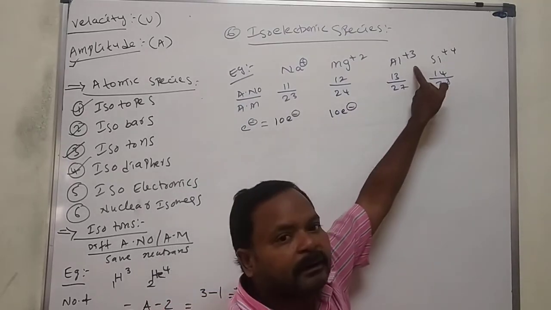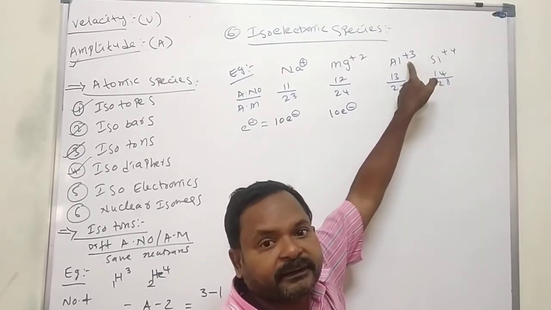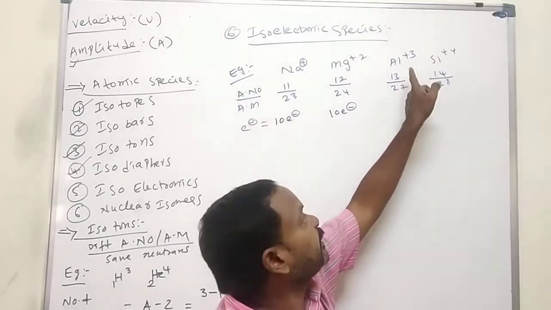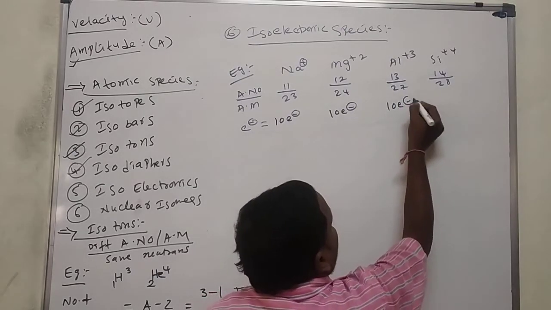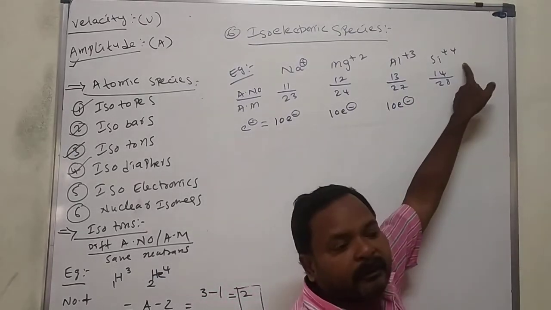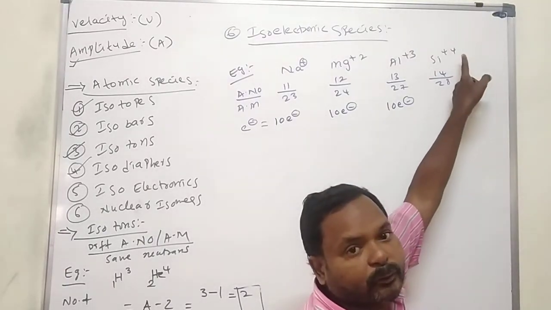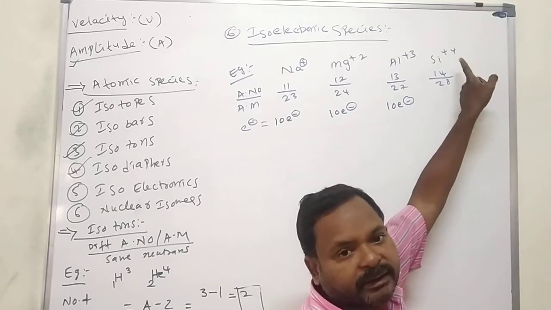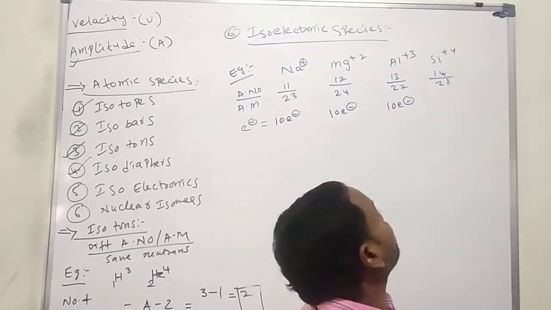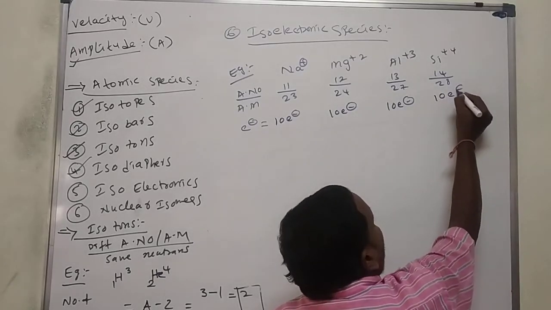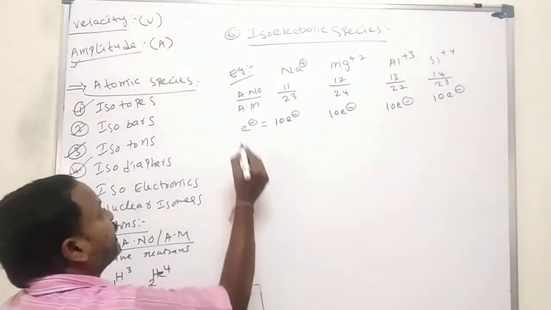Here also the same. 13 electrons are present in aluminium. Al 3 plus means we removed 3 electrons. 13 minus 3 means 10 electrons. Silicon contains 14 electrons. We removed 4 electrons from silicon. 14 minus 4 means 10 electrons are present. This is one example.